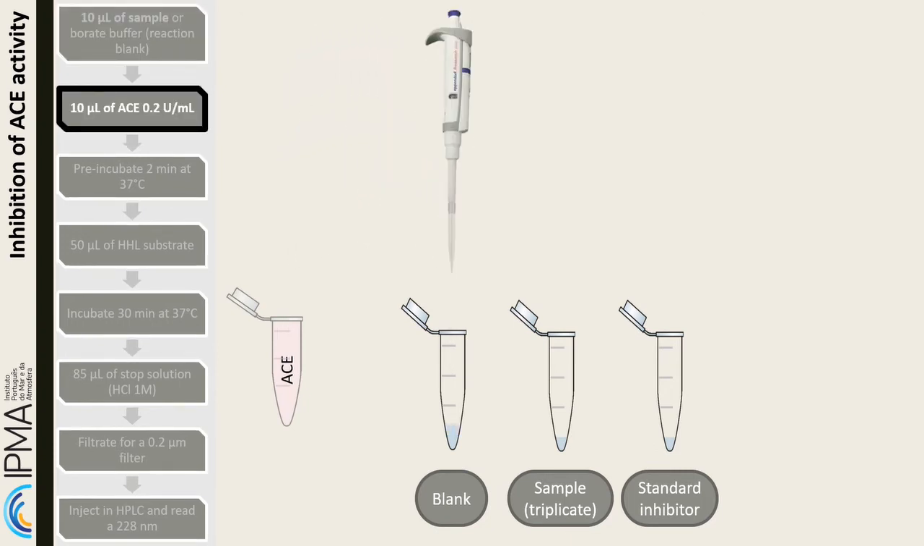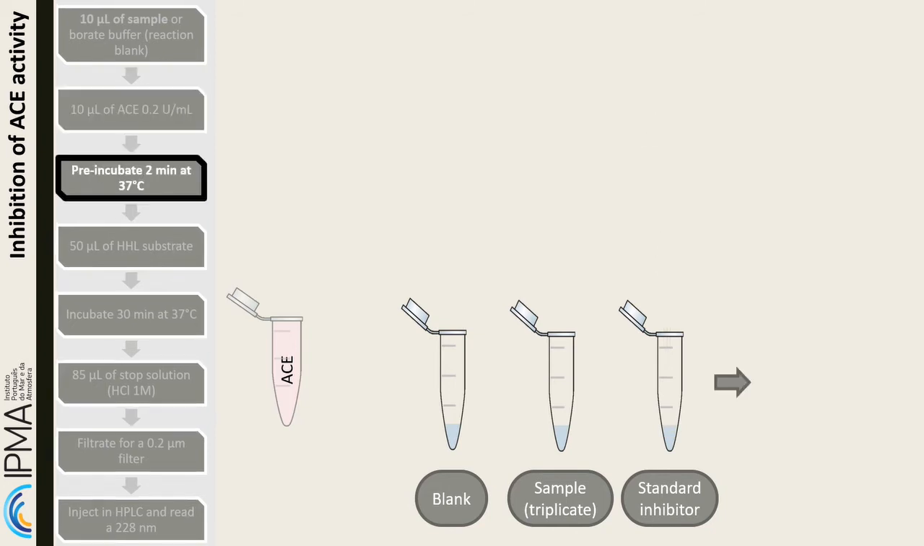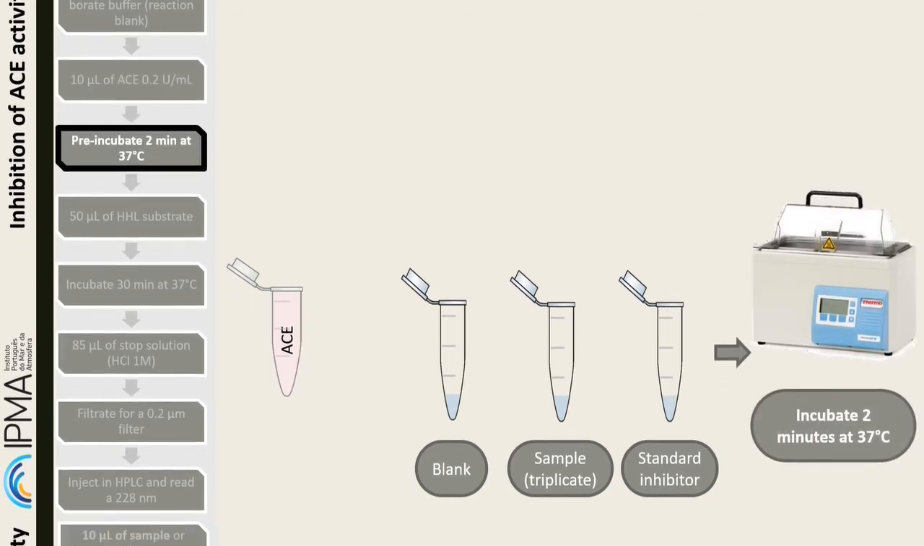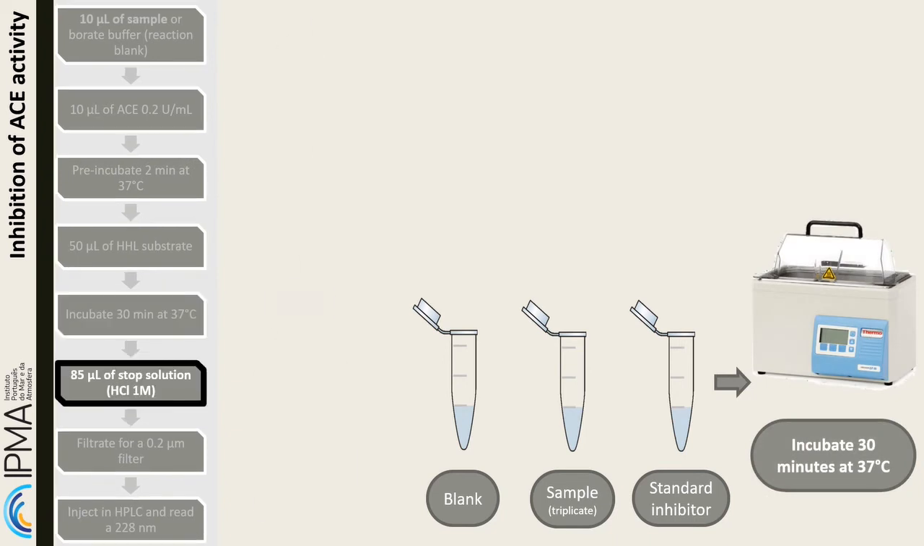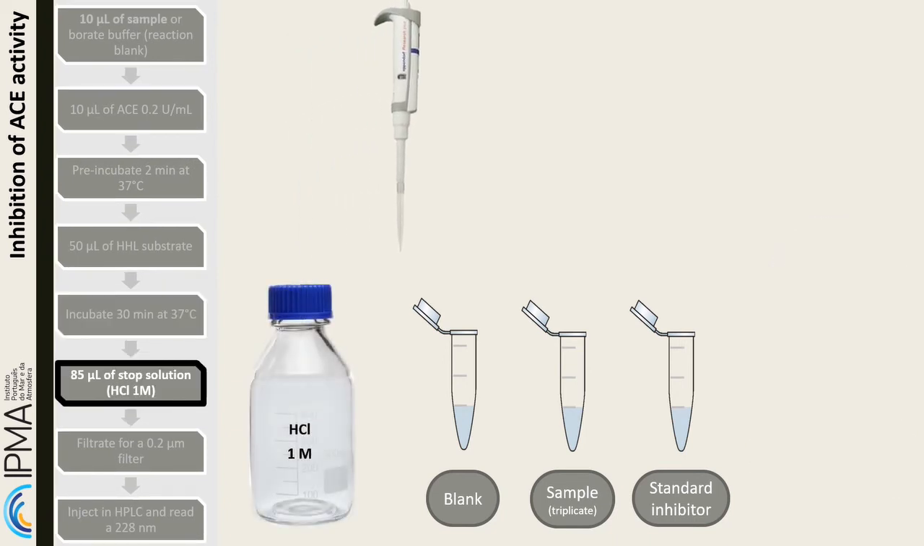Add to the tube 10 microliters of enzyme and pre-incubate the mixture for 2 minutes at 37 degrees Celsius. After pre-incubation, add 50 microliters of HHL. Incubate at 37 degrees Celsius for 30 minutes. During this time, the enzyme that was not inhibited will convert the HHL added into hippuric acid. Past the incubation time, add 85 microliters of hydrochloric acid to stop the reaction.